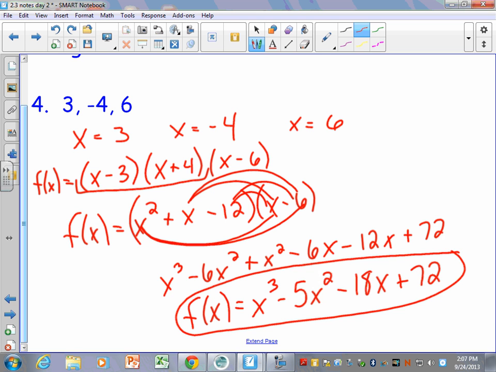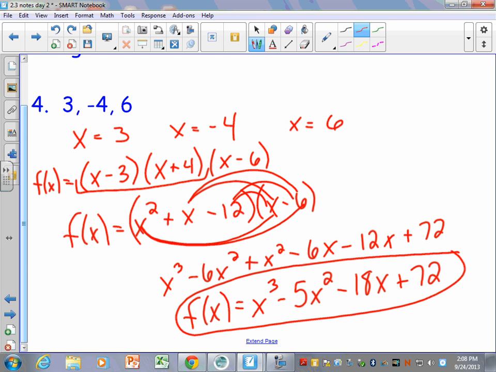Yes. You've got to take this x times both of these, right? So this x squared goes to both of these. Now this x goes to both of these. x times x is x squared. x times negative 6 is negative 6x. And then the 12 goes over there. So everything in the first times everything in the second. Does that make sense? Okay.